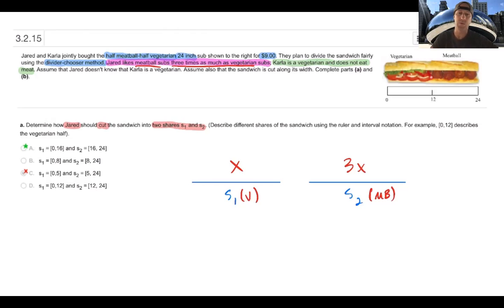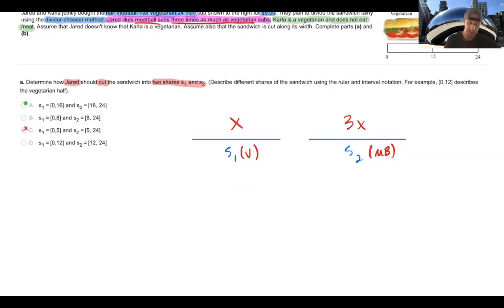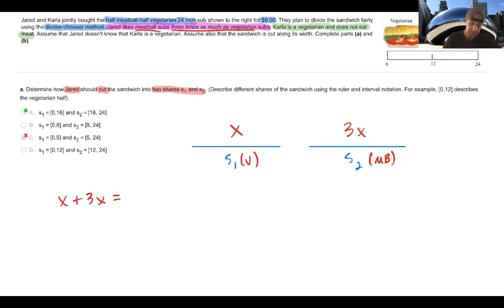And what do we know the whole thing costs? Well, just like before on the previous examples, we said that if we took those 2 things and added them together, it would equal the total, which in this one they said $9.